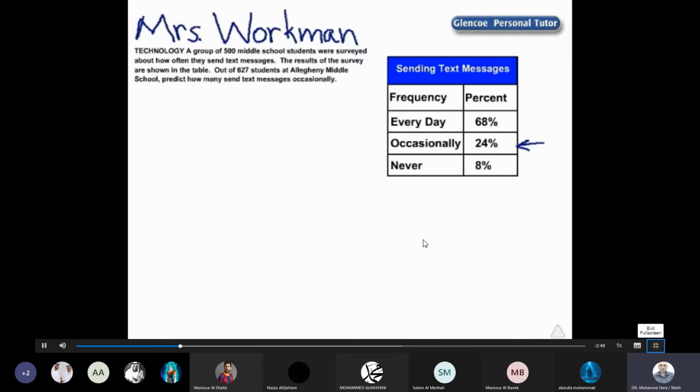All right, let's go back through and reread the problem so that we can eventually set up an equation to solve to get the answer to the problem. A group of 500 middle school students were surveyed about how often they send text messages. The results of the survey are shown in the table. Out of 627 students at Allegheny Middle School, predict how many send text messages occasionally.